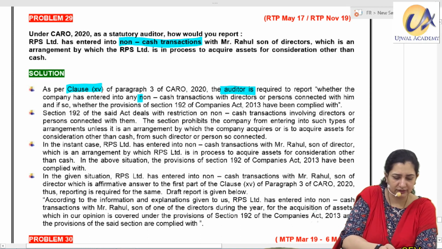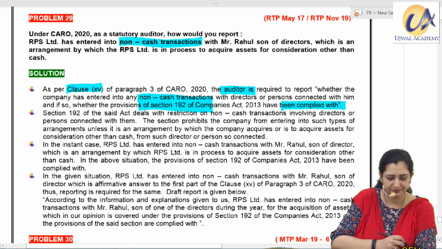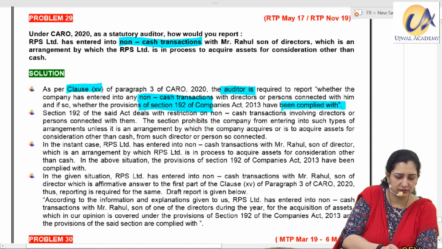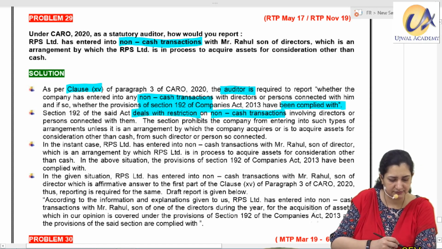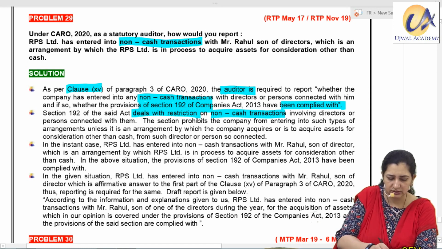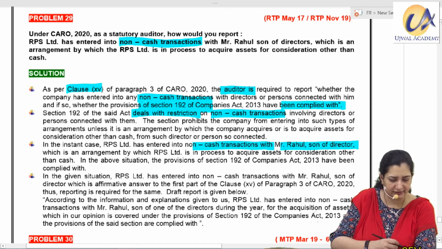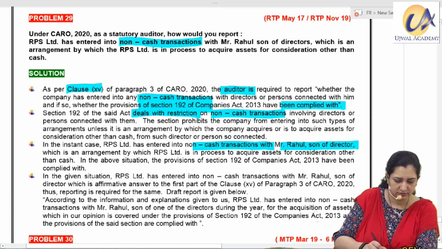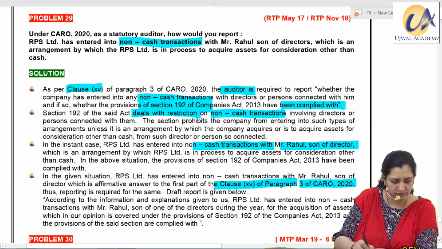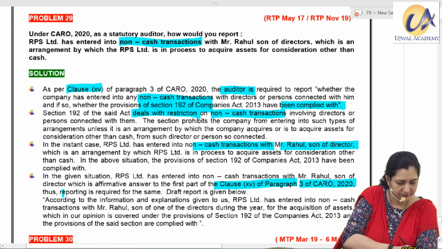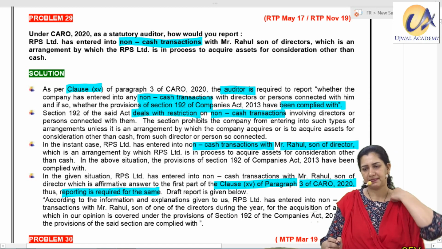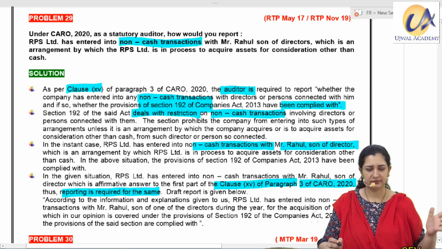Auditor has to report about non-cash transactions, whether section 192 has been complied with. So it deals with the restrictions on non-cash transactions. So here the transaction is done with Rahul, son of director. So yes, you need to report about it under this clause.